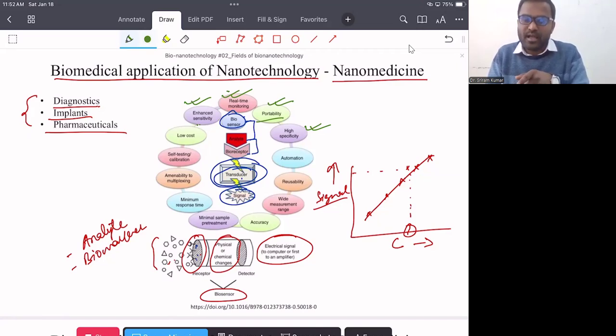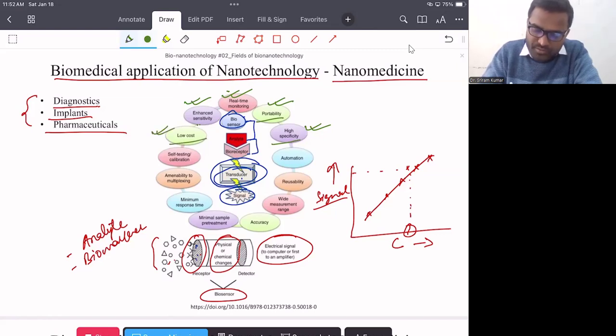It should not be sensitive to the lipids. So this is about the specificity. Even within the carbohydrates, it should not be sensitive towards the other carbohydrates. For example, for starch, it should not be sensitive to the sucrose. It should be sensitive only to the glucose. And at the same time, that sensor should be low cost, and it should have self-testing and calibration.